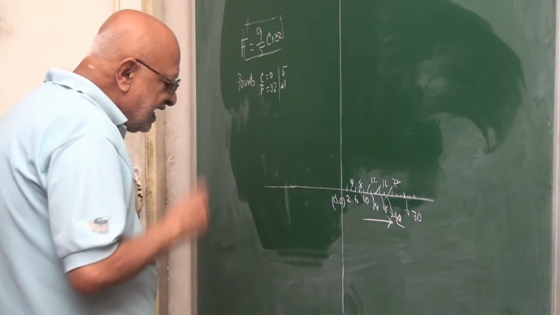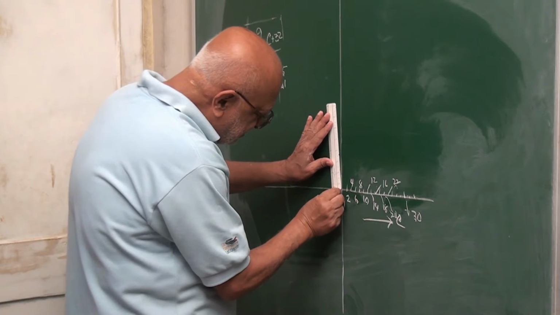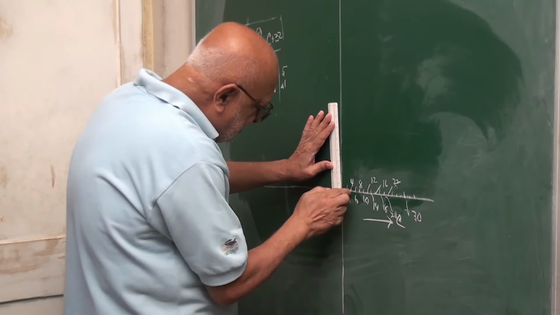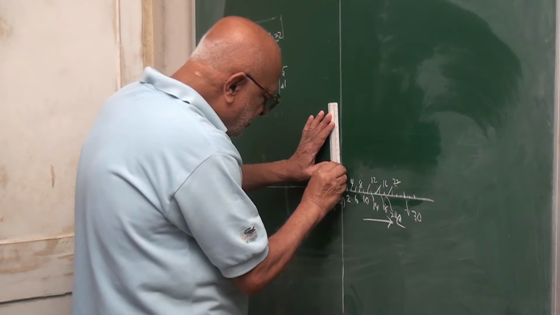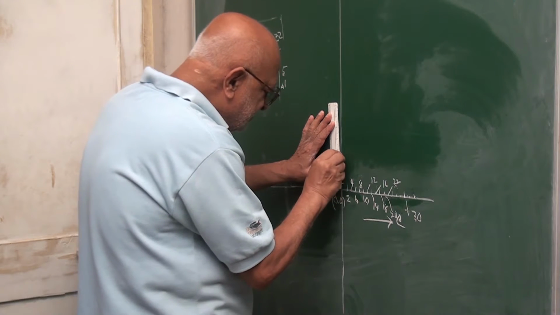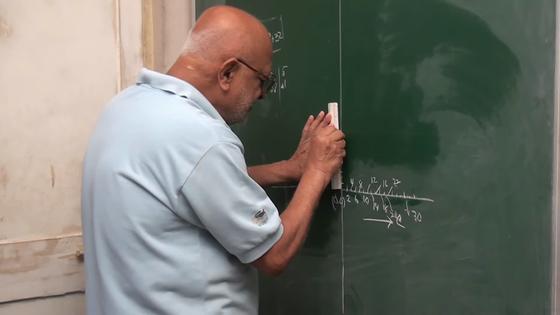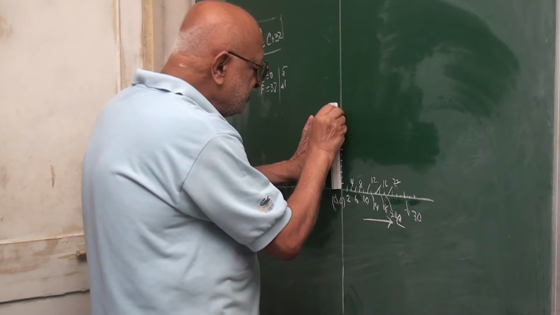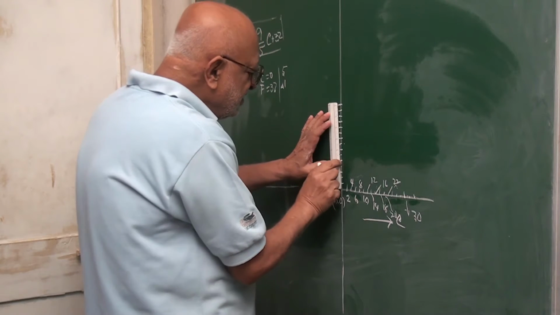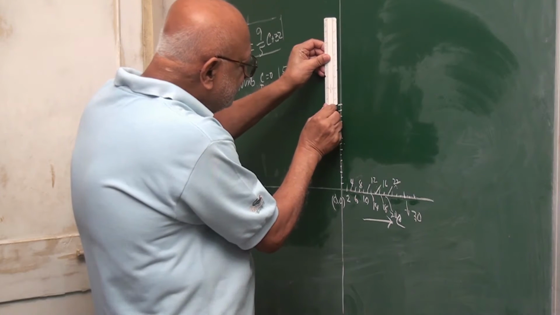Here we'll take 2 divisions. Here we'll mark 2 divisions. 1, 2, 3, 4, 5, 6, 7, 8, 9, 10, 11, 12, 13, 14, 15. Well, they are coming out good.